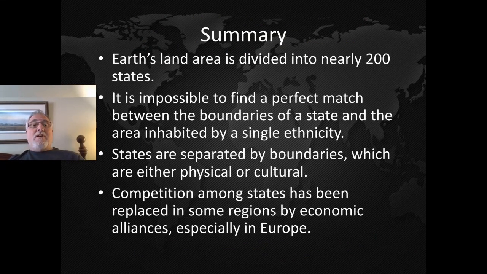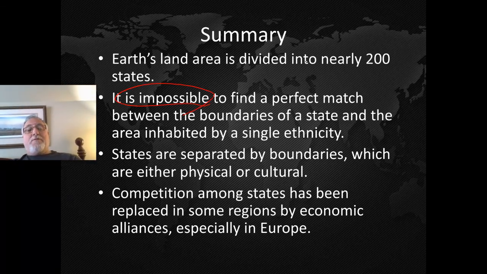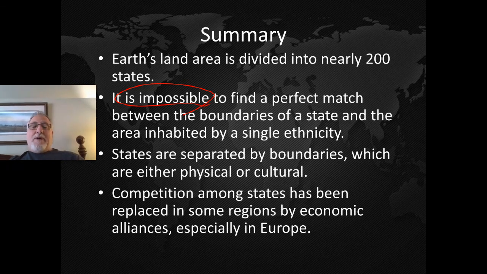Now, in summary, there are nearly 200 states in the world, member countries. It is impossible to find the perfect match between boundary and a single ethnicity. States are separated by boundaries, which can either be physical or cultural. Competition among states has been replaced in some places by economic alliances, especially in Europe.